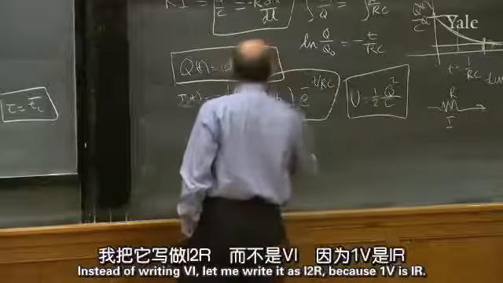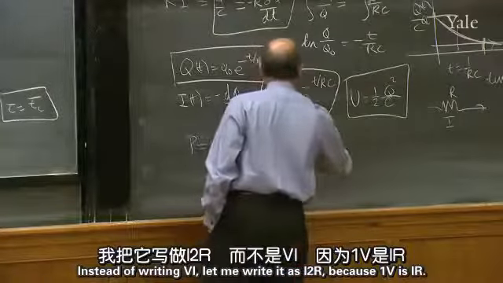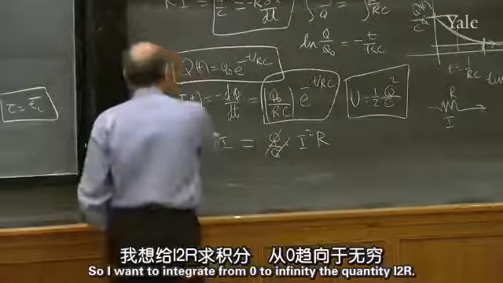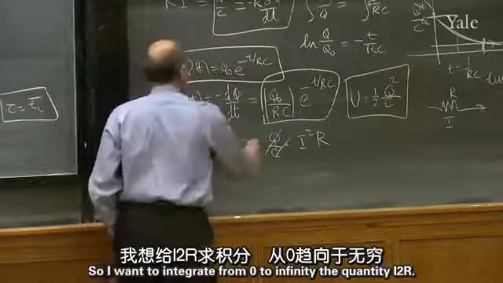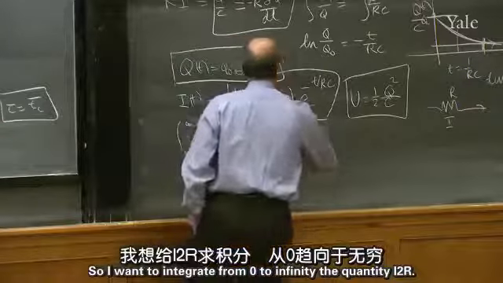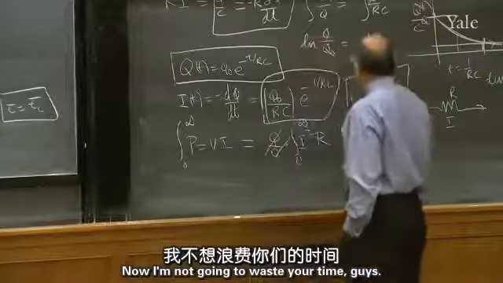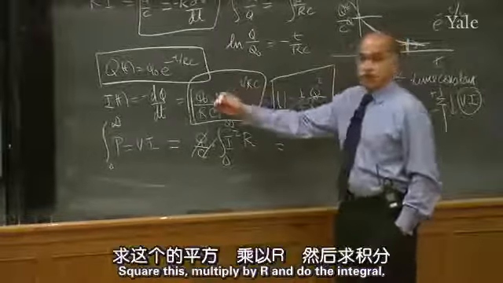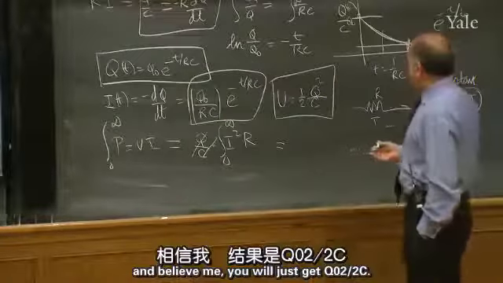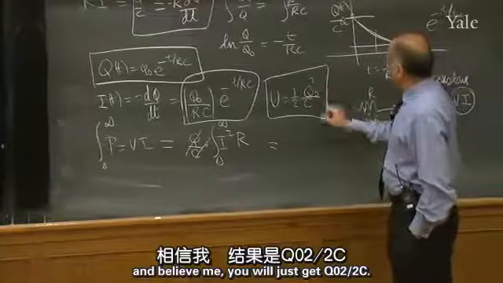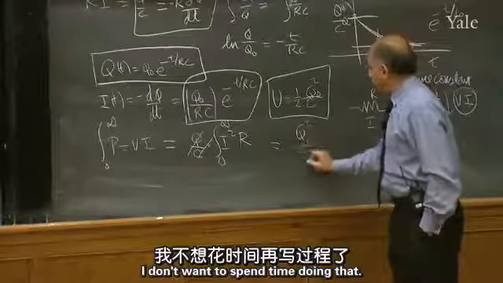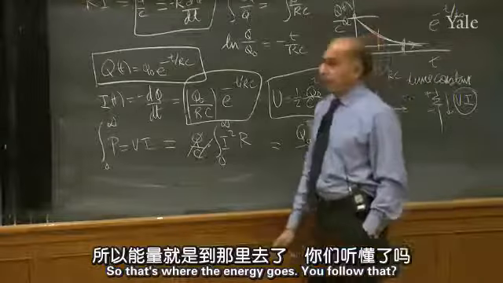Instead of writing VI, let me write it as I squared R, because V is IR. So I want to integrate from 0 to infinity the quantity I squared R. Now I'm not going to waste your time, guys. First of all, you know how to do this integral. Square this, multiply by R, and do the integral. And believe me, you will just get Q naught squared over 2C. I don't want to spend time doing that. So that's where the energy goes.